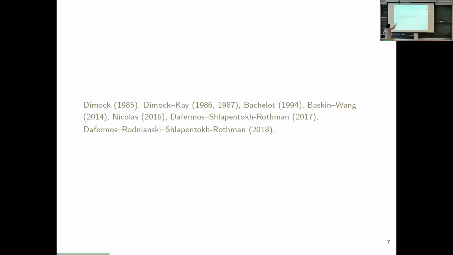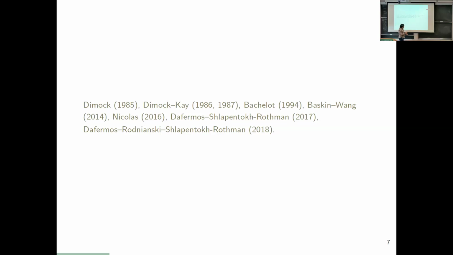So Dimock and Kay solved the problem via Cook's method. As far as I understand, this is the earliest work on scattering on Schwarzschild. Then Bachelot proves asymptotic completeness for the wave equation on Schwarzschild. Batic and Wang studied the asymptotics of the radiation fields and their relation to the asymptotics on the Cauchy surface. And then we have the works of Dafermos, Rodnianski, Shlapentokh-Rothman, and Dafermos, Shlapentokh-Rothman.